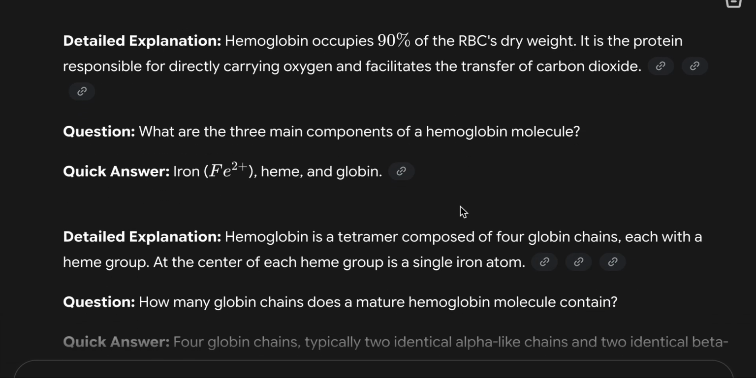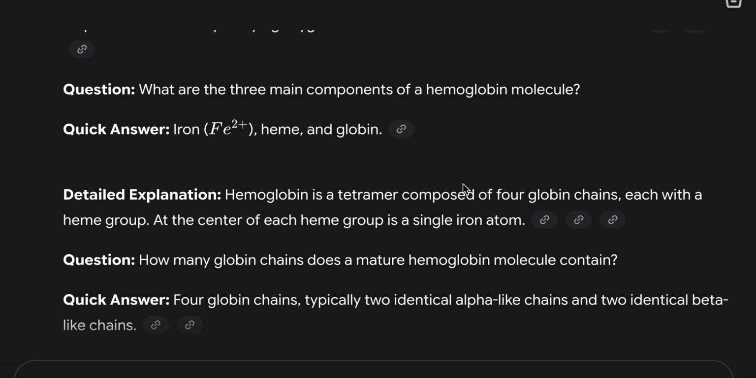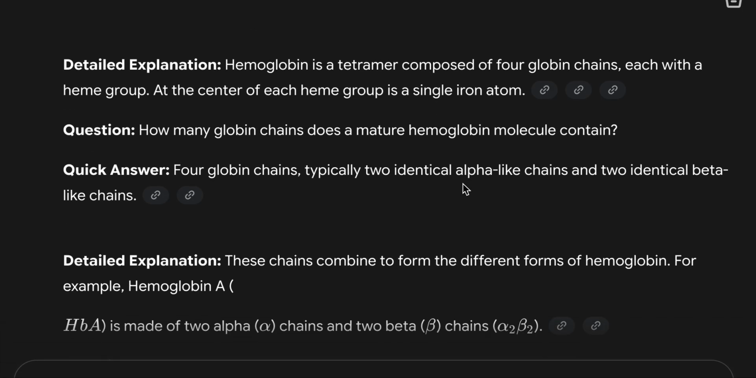What are the three main components of a hemoglobin molecule? Iron, which is in the 2+ state, heme, and globin. So when it's in the hemoglobin, iron's in the Fe2+ state. Hemoglobin is a tetramer composed of 4 globin chains, each with a heme group. At the center of each heme group is a single iron atom.